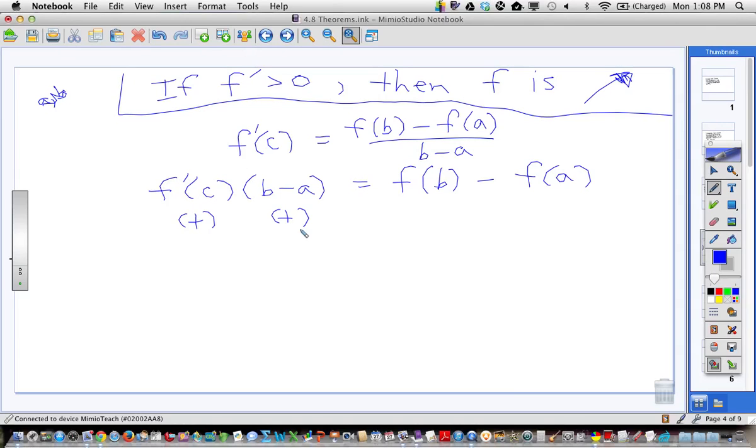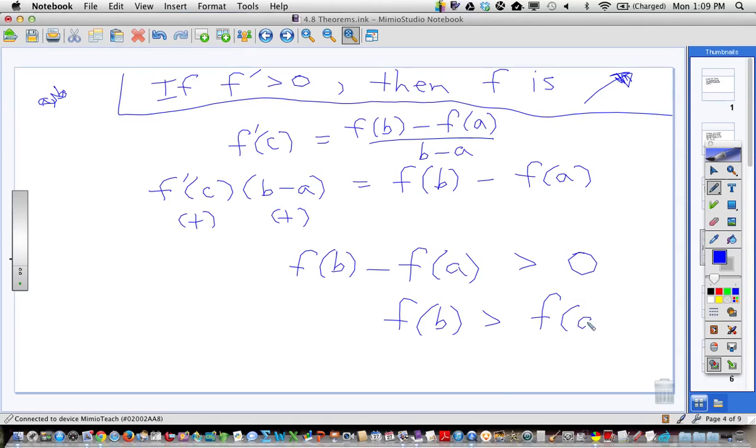Okay? So these two things are positive. So that means this has to be positive, right? Because they're equal. These two sides are equal to each other. So if this side's positive, this side has to be positive. So I'm going to write that down. So f of b minus f of a has to be greater than 0. Now I'm going to add f of a over to the other side. So now I got that.